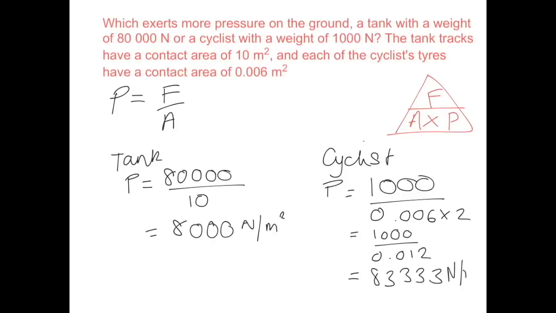The answer here is 83,333 newtons per metre squared. So, as you can see, it's obvious that the cyclist exerts more pressure. Make sure you write that the cyclist is the answer.